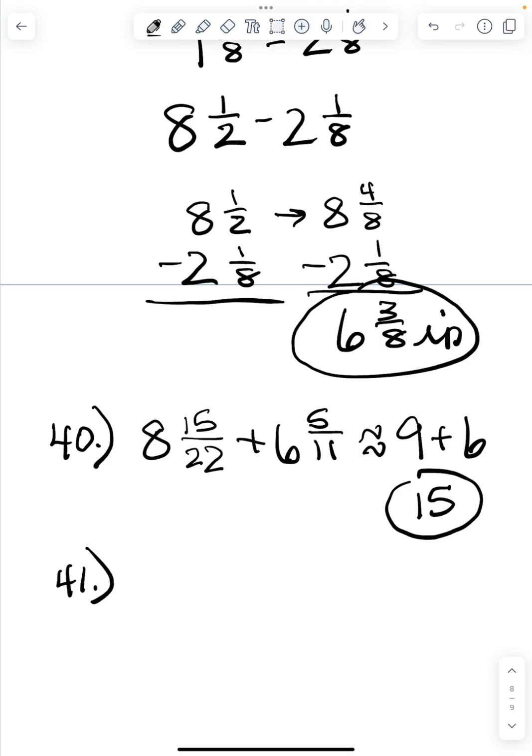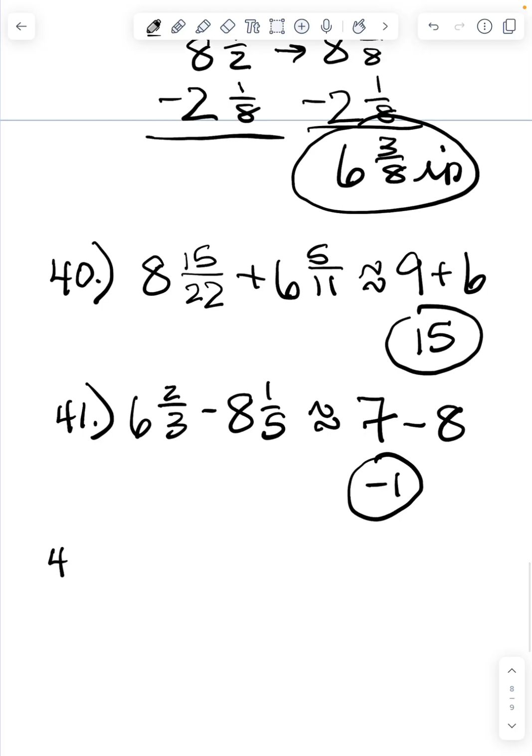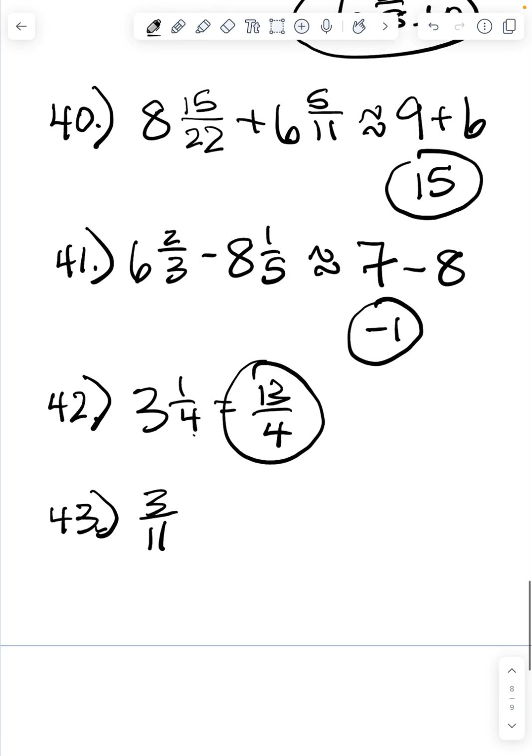Number 41. 6 2/3 minus 8 1/4. So 6 2/3, that's going to go up to about 7 minus 8. So we would have -1. 42. Rename 3 1/4 as an improper fraction. So 3 1/4, we're just going to multiply 3 times 4, 12, add 1, 13/4.